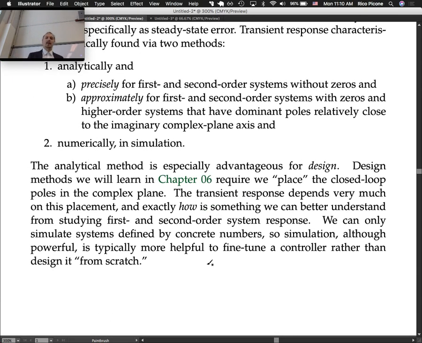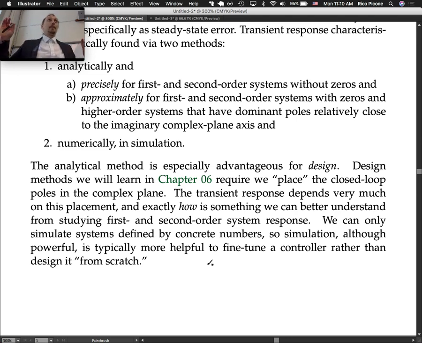The analytical method is especially advantageous for design. Design methods, we will learn in Chapter 6, require we place the closed loop poles in the complex plane. Okay? The transient response depends very much on this placement, and exactly how is something we can better understand from studying first and second order system response. We can only simulate systems defined by concrete numbers, so simulation, although powerful, is typically more helpful to fine-tune a controller rather than design it from scratch.